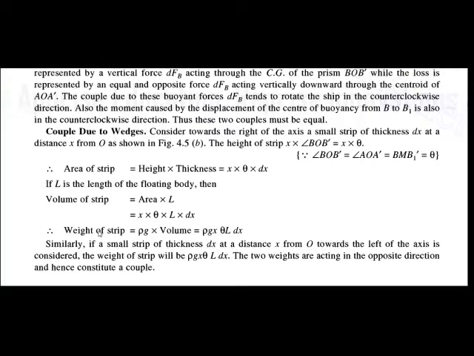Then we have to calculate the weight of the strip. Weight is nothing but the density into acceleration due to gravity into the volume, which is equal to rho g, and the volume is x theta L dx. So we get the weight of the strip equal to rho g x theta L dx. We are considering the strip on the left side of the axis, which is at a distance x from the point O.